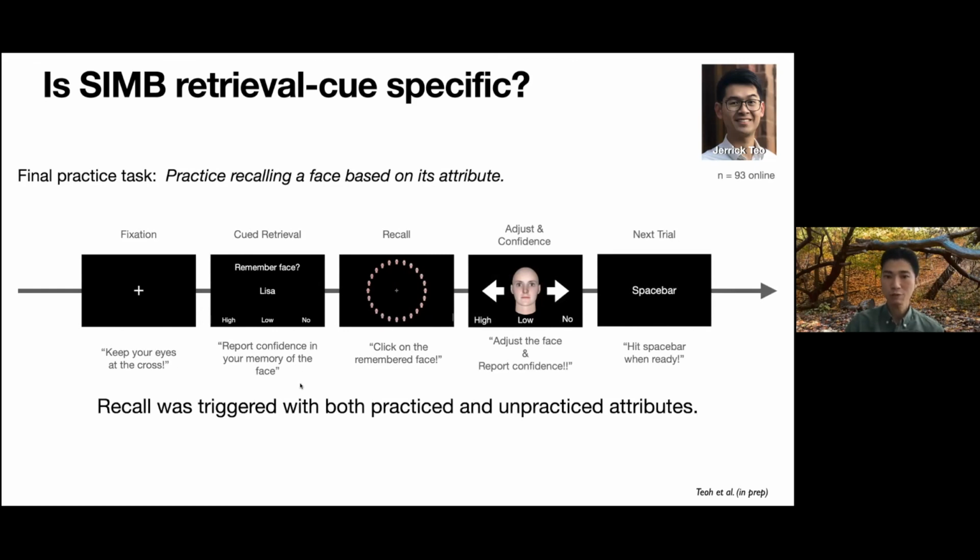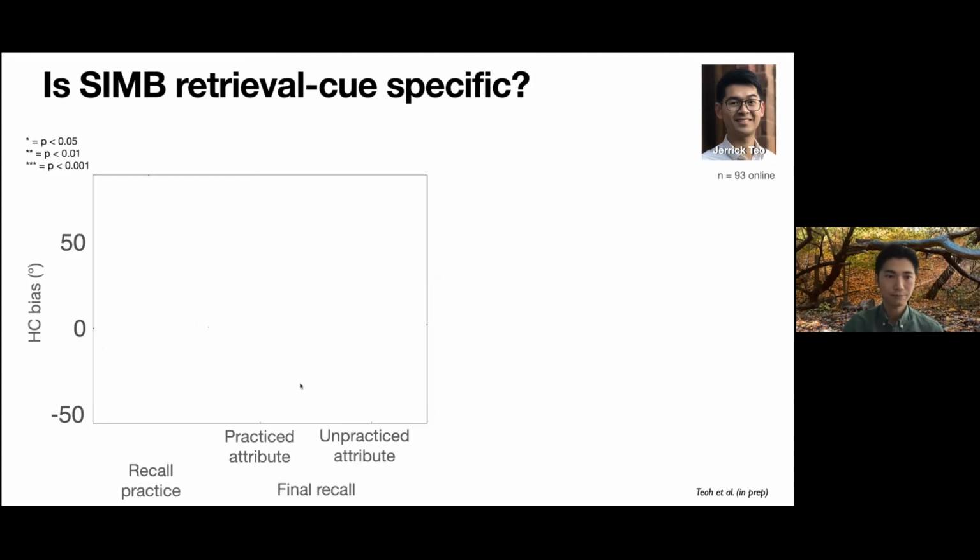So the recall was prompted using both practiced and unpracticed attributes. So let's see what happened. Here what I'm showing you is the bias observed in the recall practice phase. And not so surprisingly at this point, we are able to replicate the SIMB. The question is whether this bias generalized over time to the final recall task and also across the retrieval context to the unpracticed attribute.